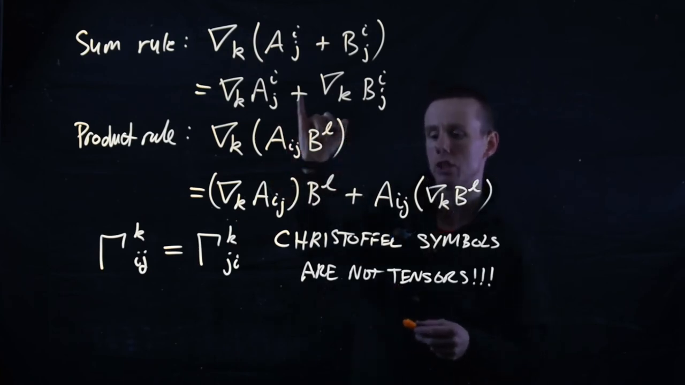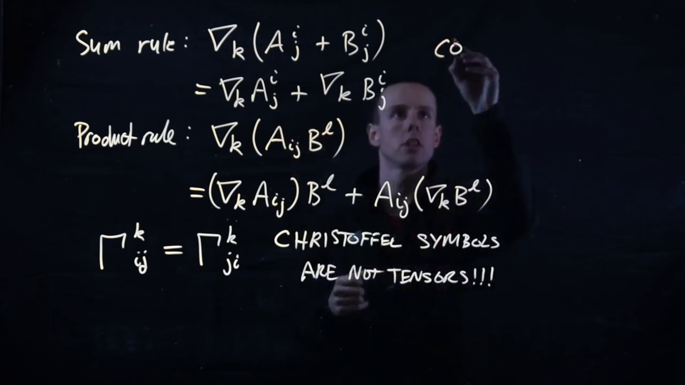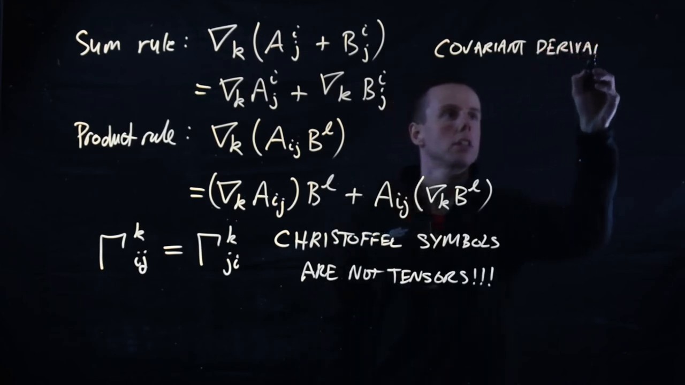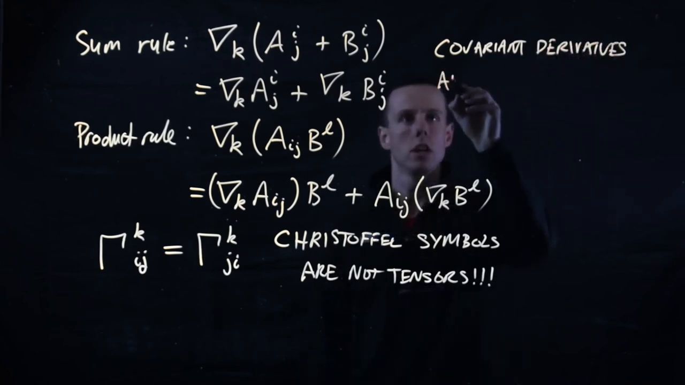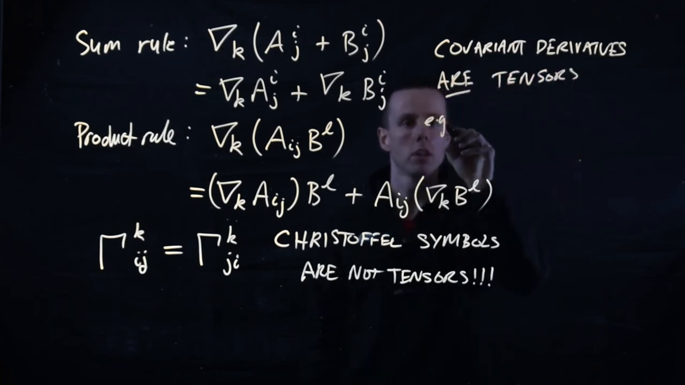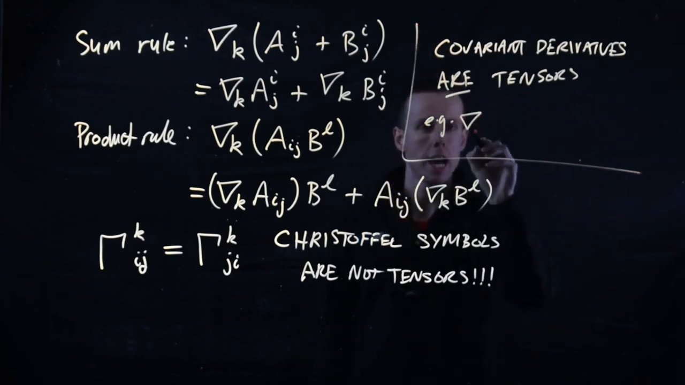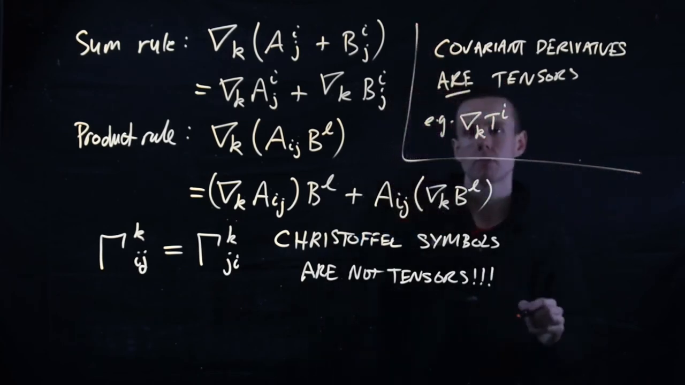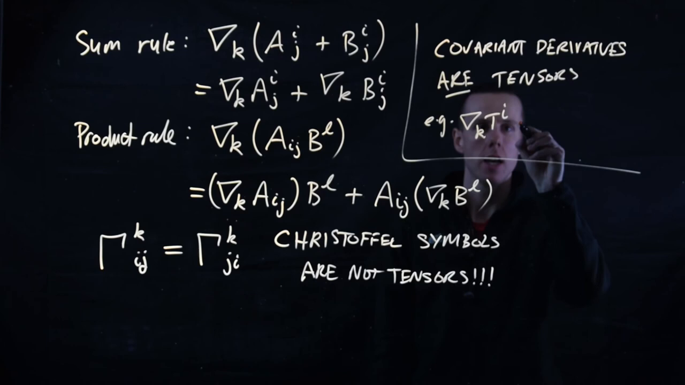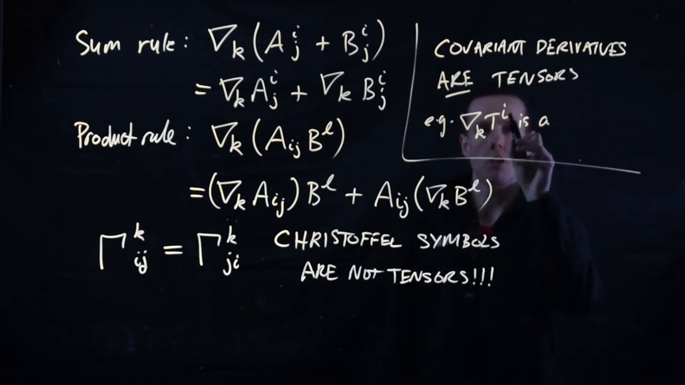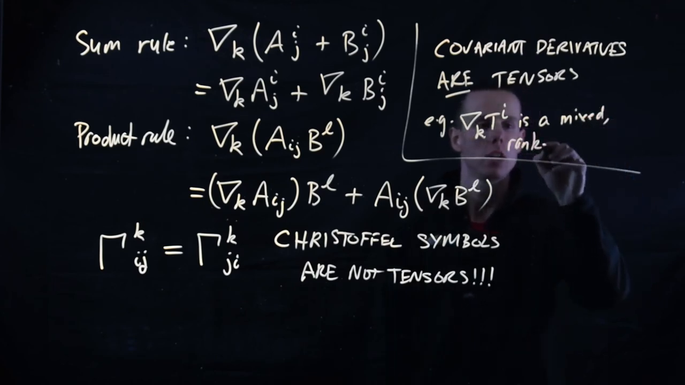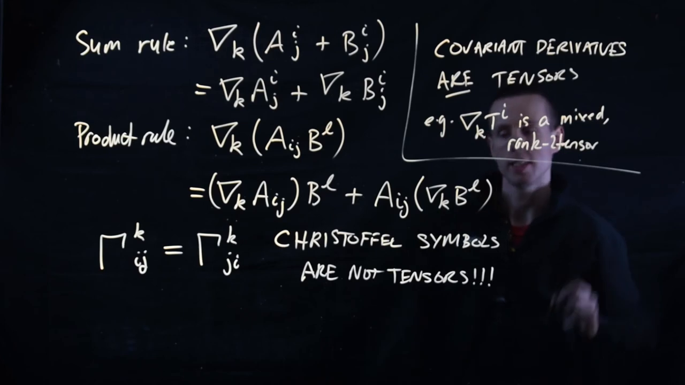However, covariant derivatives are tensors. So for example, if I had nabla k T^i, the covariant derivative of T^i with respect to x^k, that is a rank 2 tensor with an i upstairs and a k downstairs. So a mixed rank 2 tensor.